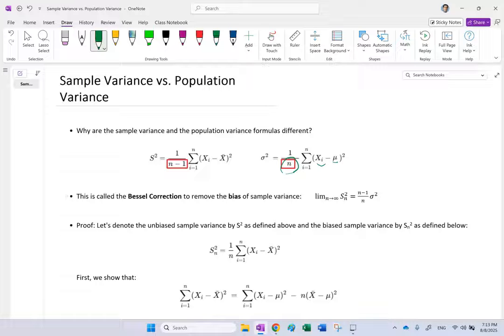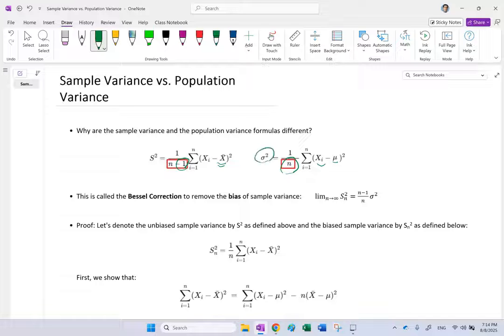But if it's just a sample, which means a lot less data than the population, they do the same thing. They sum the square of these deviations, where x bar here is the average of the sample instead of mu, but instead of dividing it by n, they divide it by n minus 1. So n is the sample size. They have this extra 1 here that they don't have in the sigma.